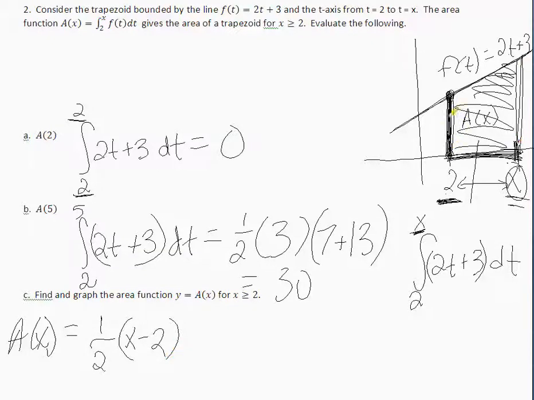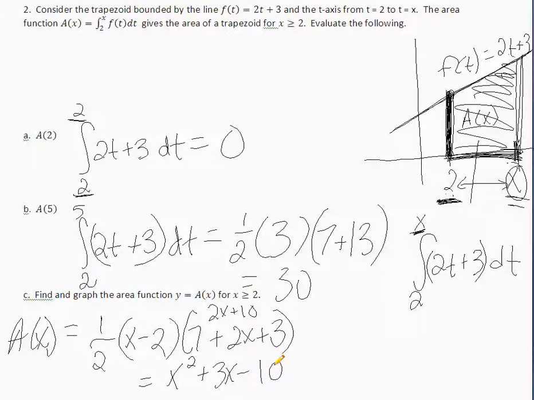So if I just plug 2 in, it's 7. And the other one would be 2x plus 3, because whatever x is, I take x and plug it into the formula to get this height. So there's the area of the trapezoid if x stands for any ending value. If you simplify this, it's just going to be a quadratic, guys. This is 2x plus 10. If you FOIL and multiply by a half, you get x squared plus 3x minus 10, which we could graph. It's a parabola.